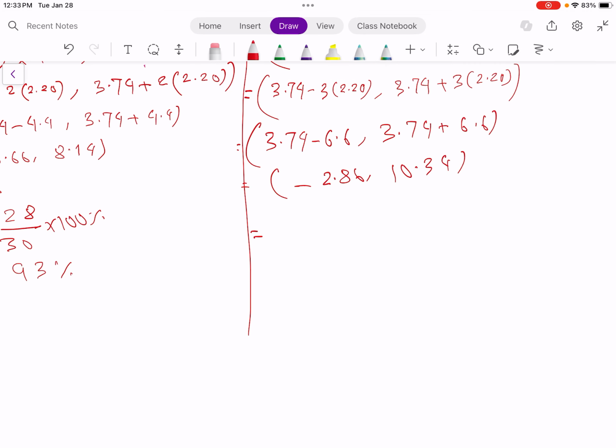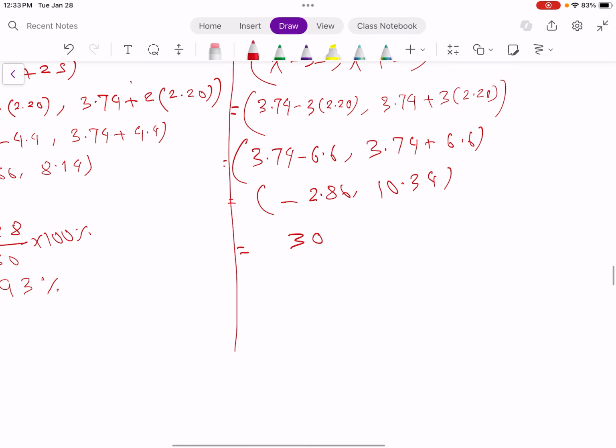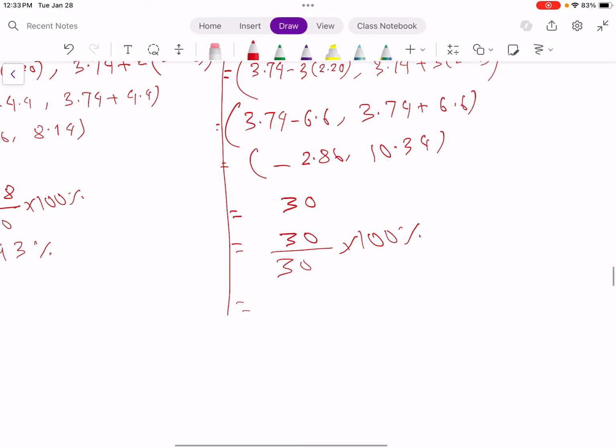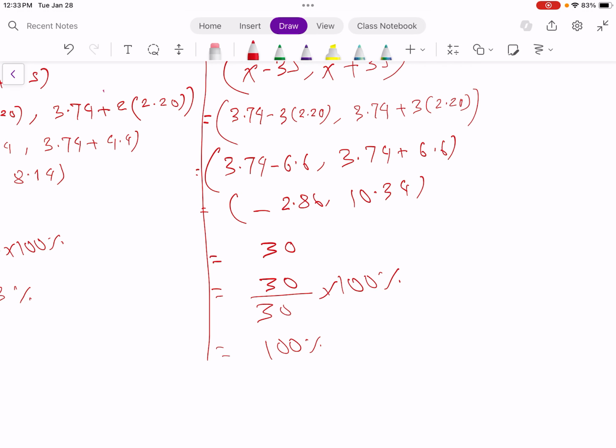Okay, 30 out of 30 measurements are within 3 standard deviations, and it means what percentage? 100%, right? So 100% of measurements are in between our 3 standard deviations. So every measurement is in between negative 2.86 and positive 10.34. Any questions in calculating these intervals and counting the number of measurements?